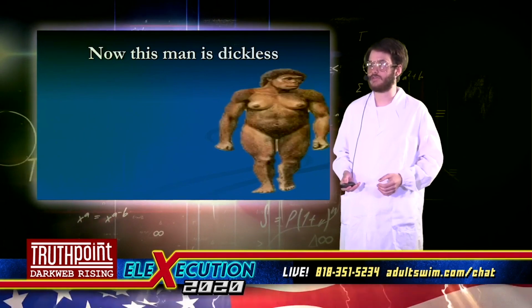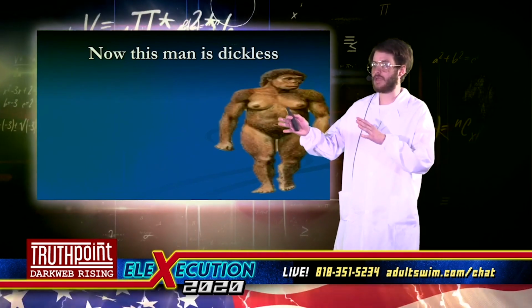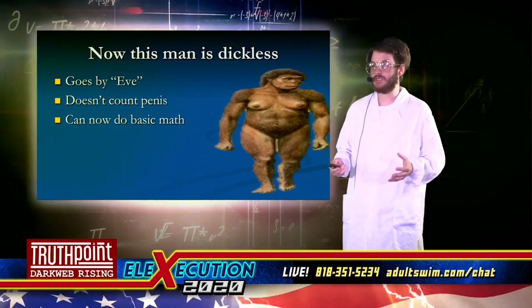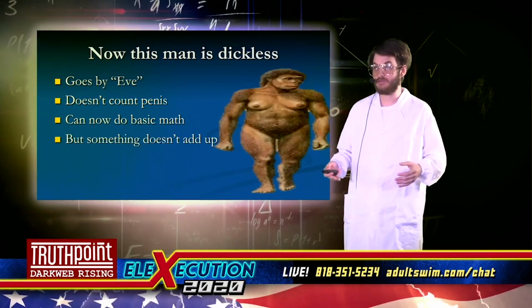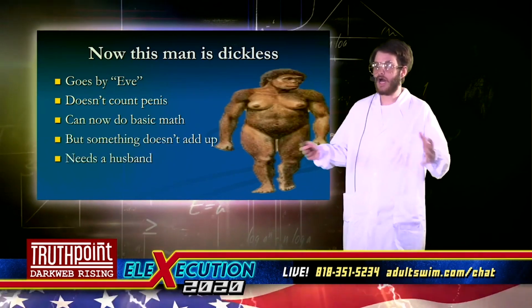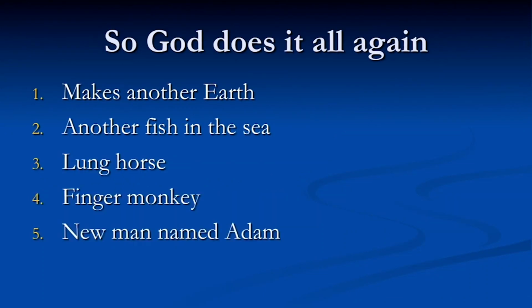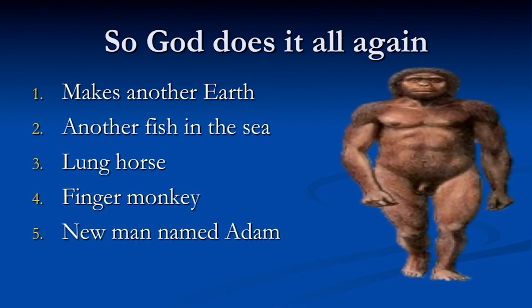God has 10 fingers. Now, so let's go back to this man, right? Because he's dickless now. And he's going by Eve. He doesn't count his penis, but he can now do basic math. But something doesn't add up here. Needs a husband, right? So God does it all again. Makes another earth, another fish in the sea, long horse, finger monkey, and a new man named Adam. And that other earth actually became the moon, okay?